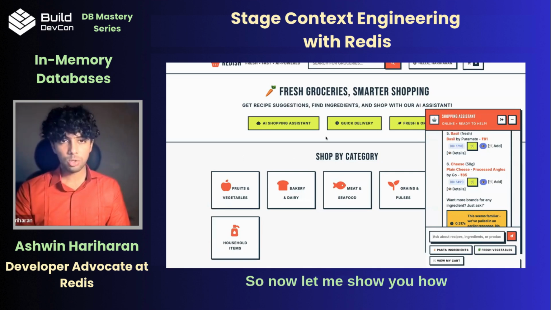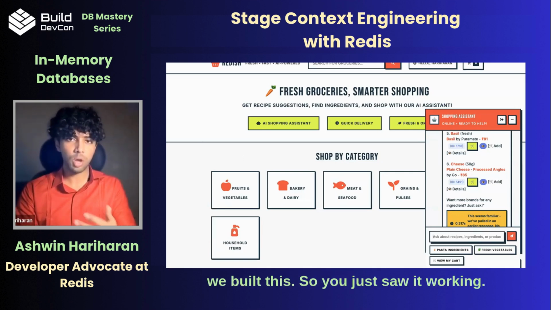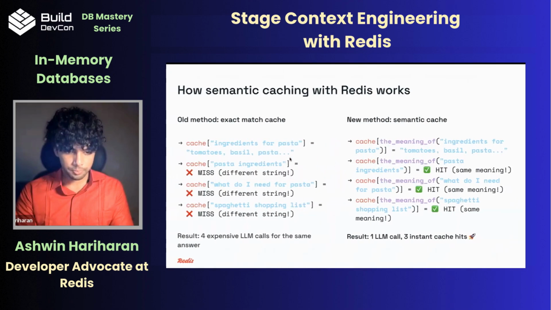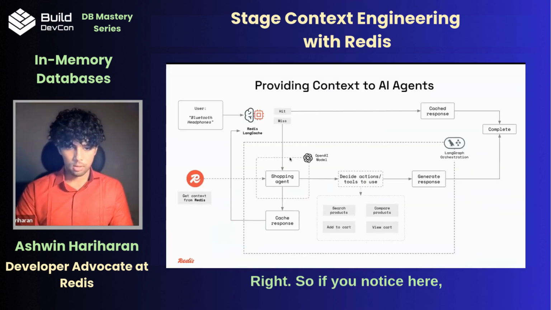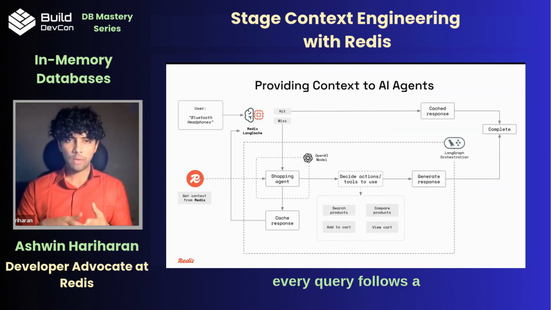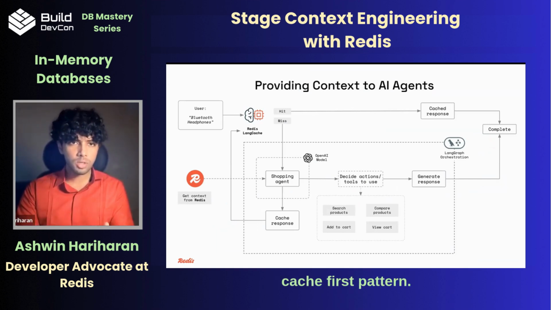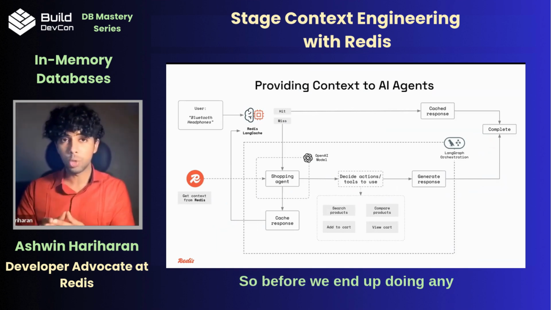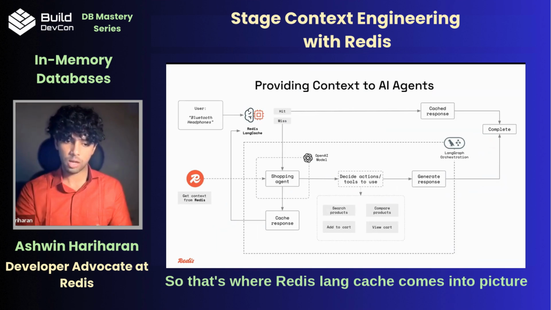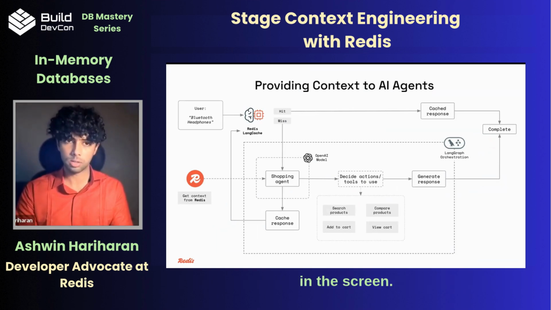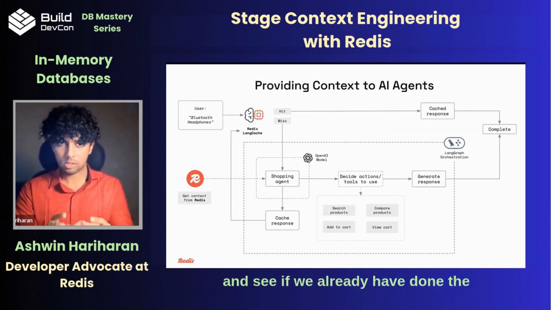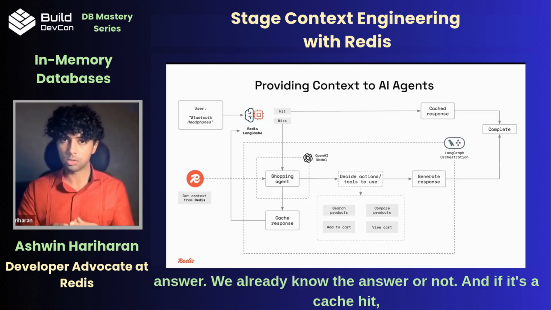So now let me show you how we built this. Now you just saw it working, so let me just show you the architecture in a second. Right. So if you notice here in this diagram, every query follows a cache first pattern. Before we do any expensive AI processing, we check if we already know the answer. So that's where Redis LangCache comes into the picture. That is semantic caching as a service. So we first check in the cache to see if we already know the answer or not.